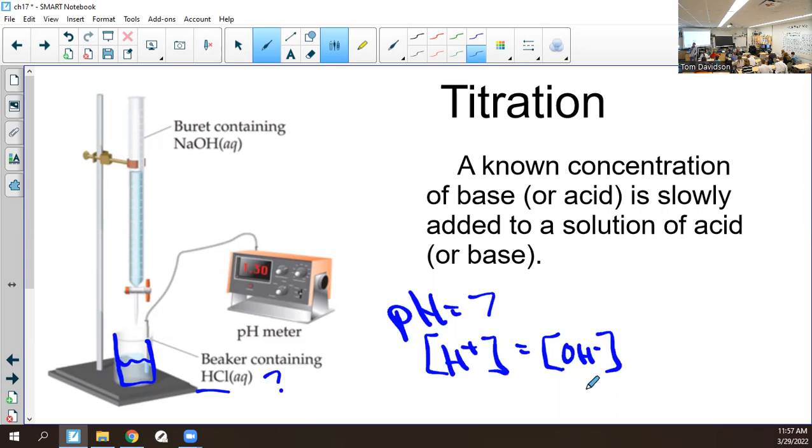So if I don't know this, but I can add this until I reach a pH of 7, it will tell me what that was. You with me?